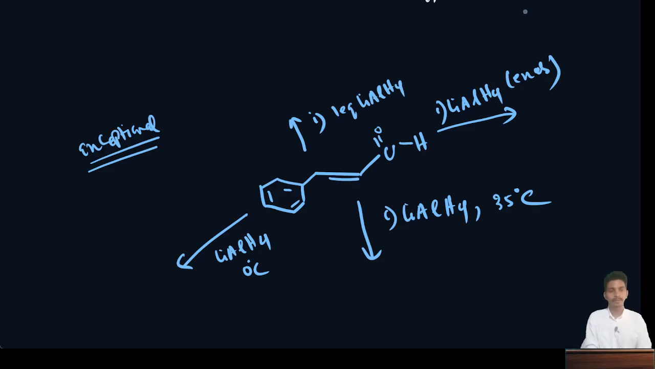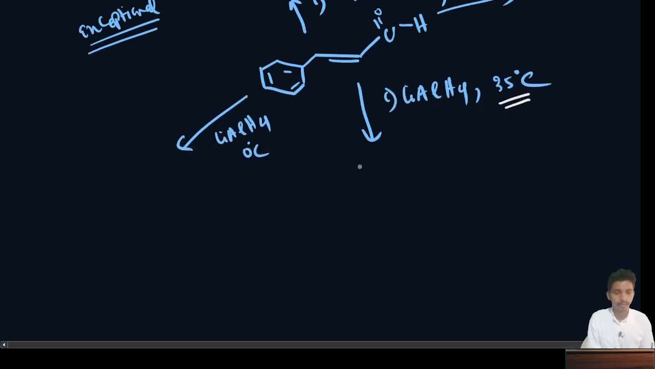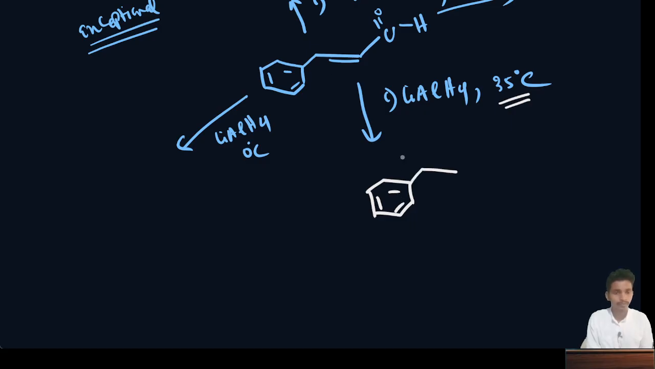Then what will happen? For this case, if you are taking it at 35 degrees centigrade, this double bond is there, and here conjugation is there with this. So at 35 degrees centigrade, the double bond also gets reduced. In this case, what you will see here is this double bond gets reduced, and this aldehyde is also reduced to alcohol.